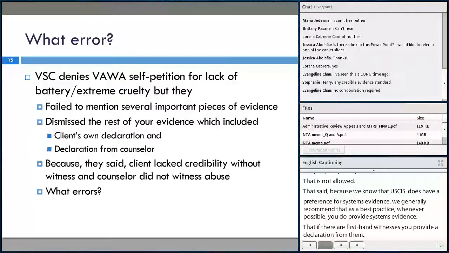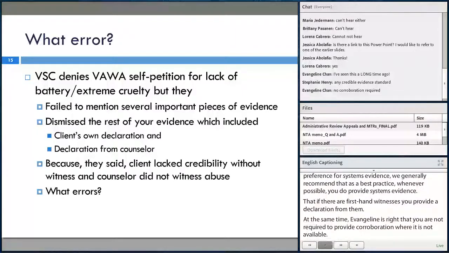But you should explain why it's not available. You should explain what you've done to get it and why you can't get it. Yes, and that's the paradigm generally for responding.